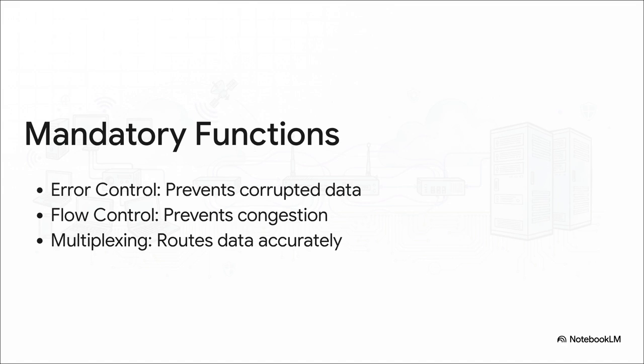This function ensures that if you send message M, it doesn't arrive totally corrupted as M1. Second is flow control. Think of this as a traffic cop. It prevents a super fast sender from completely overwhelming the receiver's limited buffer memory, which would just cause massive network congestion. Finally, multiplexing and demultiplexing.